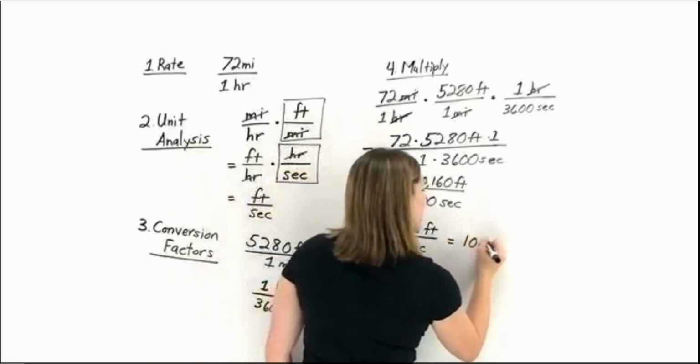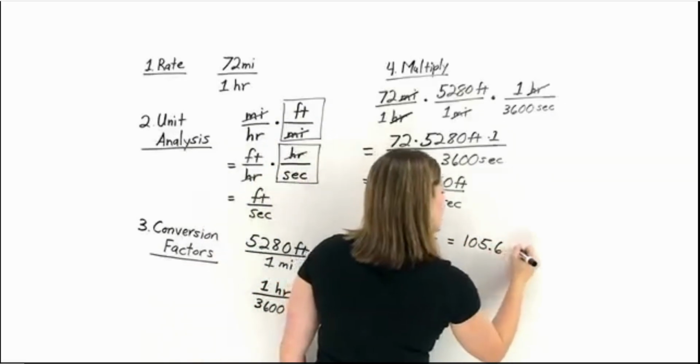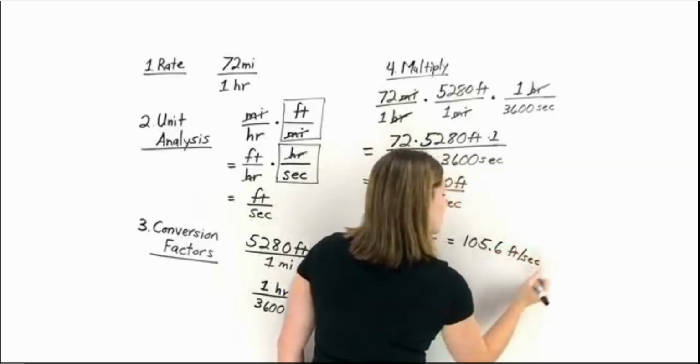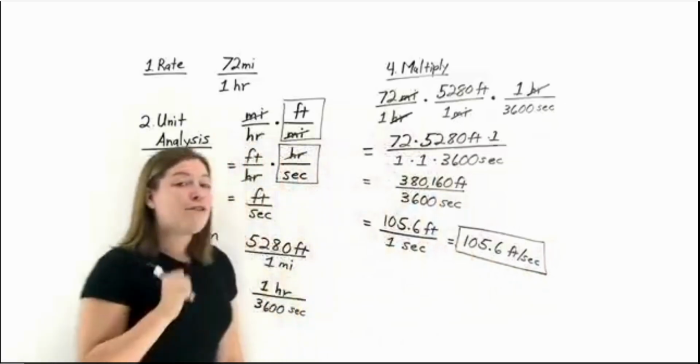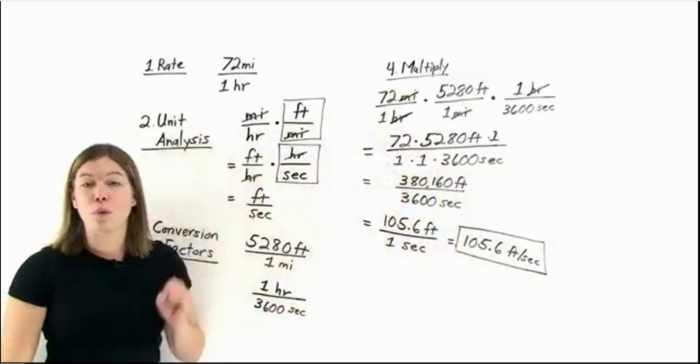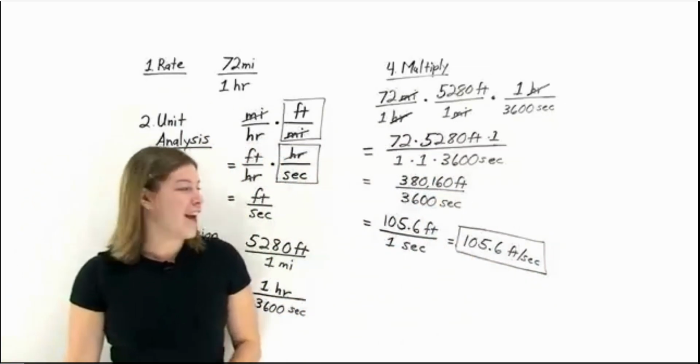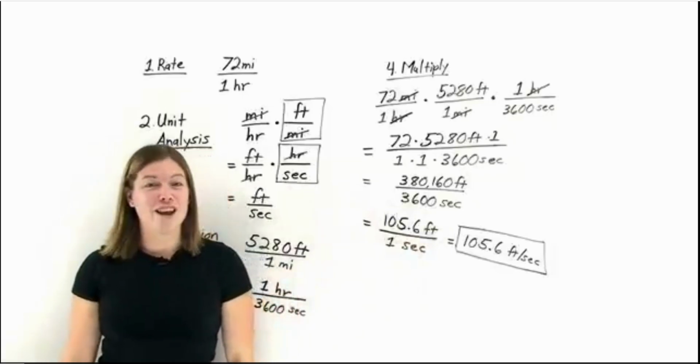We could also write it like this: 105.6 feet per second. And now we have the rate that we were looking for. If a car is traveling 72 miles per hour, another way of saying that is 105.6 feet per second.